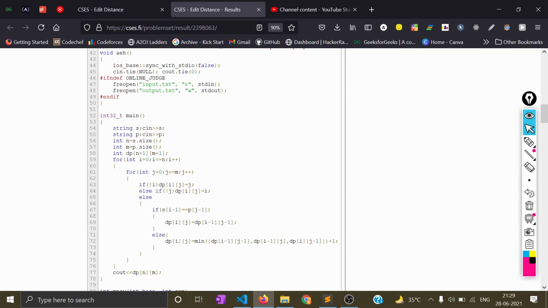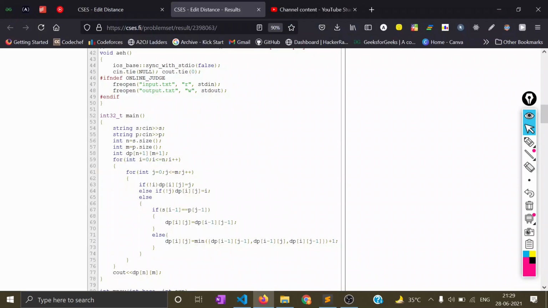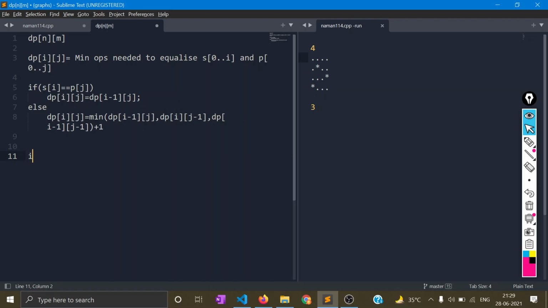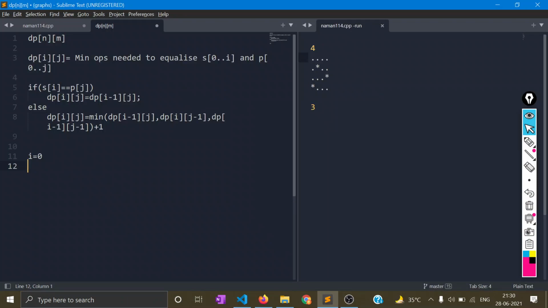We would just input both our strings, get their sizes, make a dp of size n plus 1 cross m plus 1, and iterate over both of the strings. Here's a thing to consider: I is one-based, we have done one-based indexing. So if I is equal to 0, that means we are not considering any character from S. Then we have to do j operations. Why j operations? Suppose we are considering the first j characters of the P string.